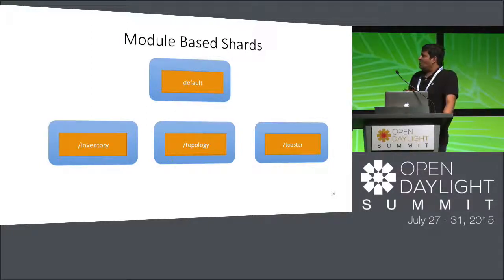Today, there is no way to actually say that you want to store inventory and topology data in one shard, which might be a feature we might need in the future. But this is what we have for now.